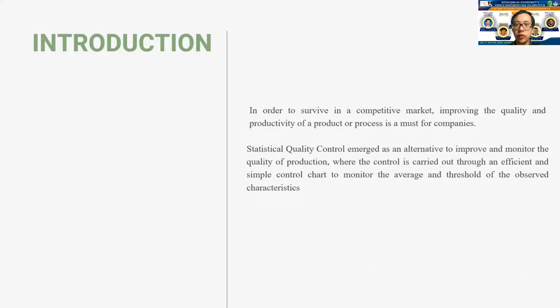Statistical quality control emerges as an alternative to improve and monitor the quality of production, where the control is carried out through an efficient and simple control chart to monitor the average and result of the observed characteristic.